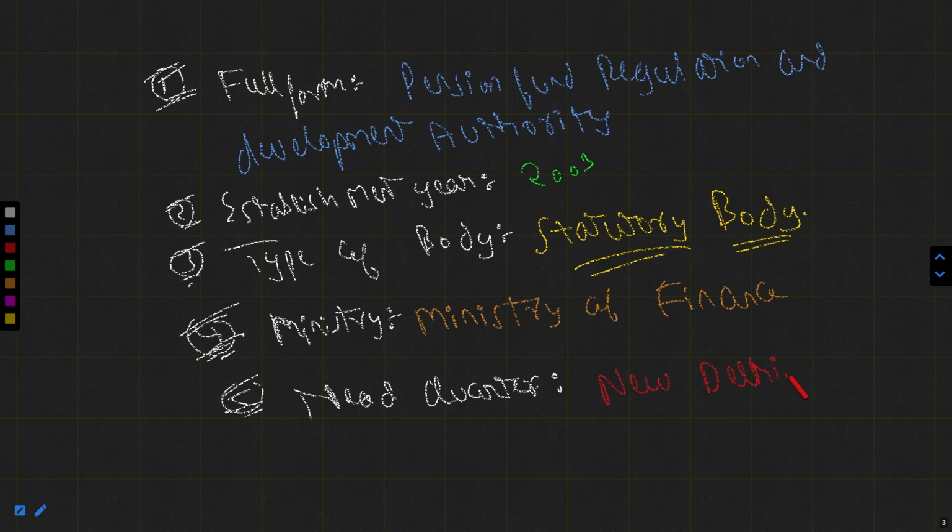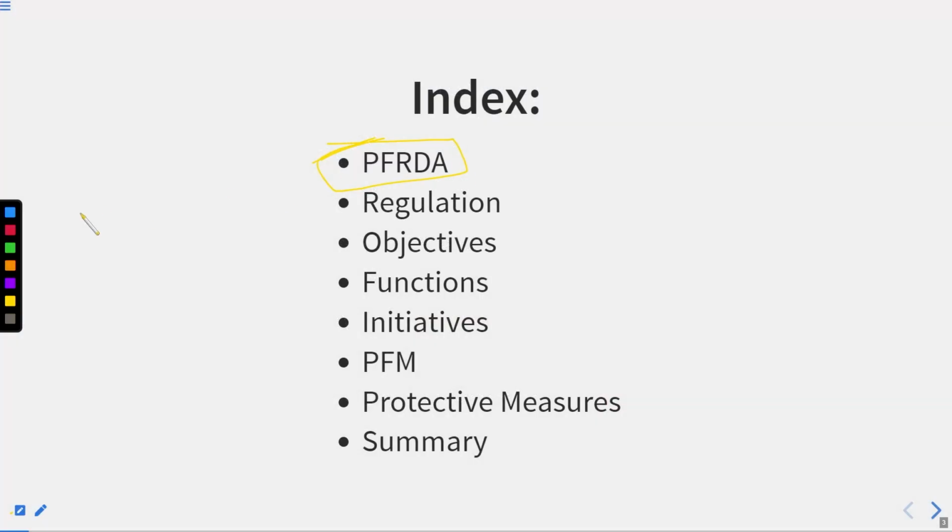The full form is Pension Fund Regulation and Development Authority. Its establishment year was 2003. Type of body, it's a statutory body. Ministry, it comes under the Ministry of Finance, and its headquarters lies at New Delhi. So this is the basic information. Got it? So now continue the topic.